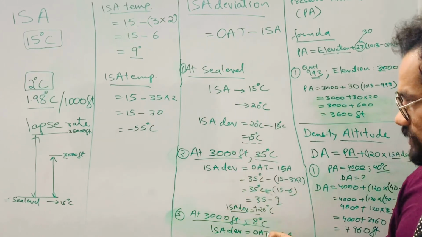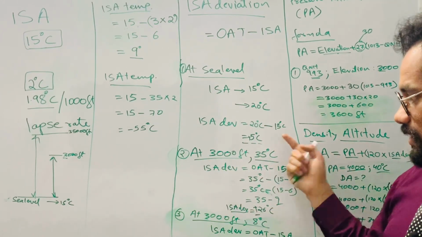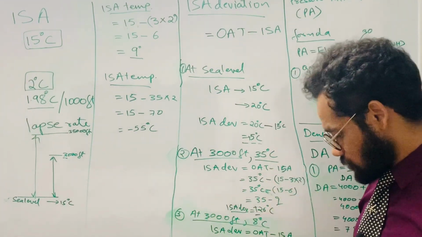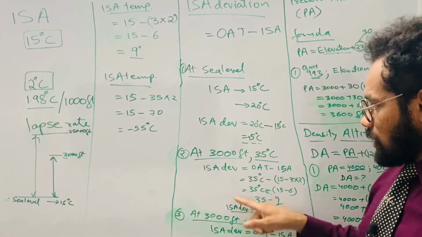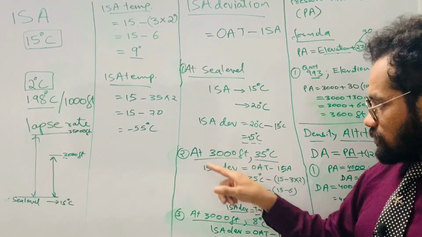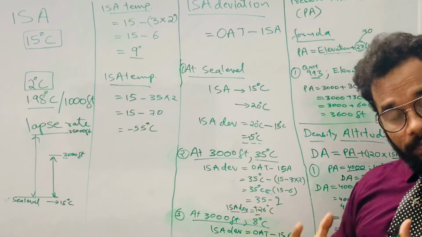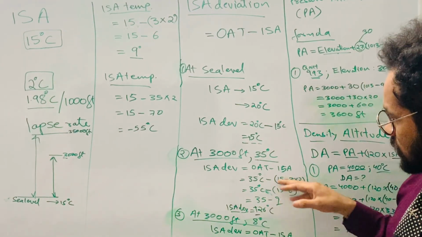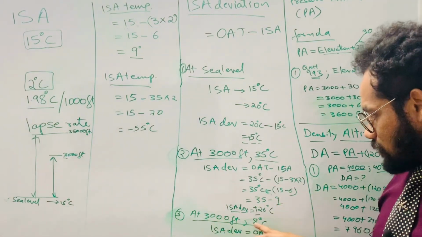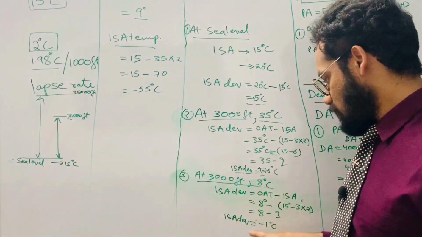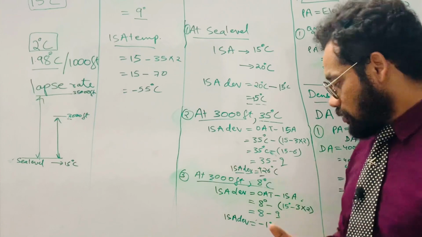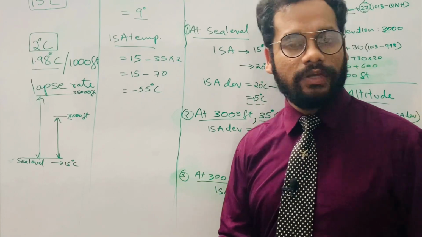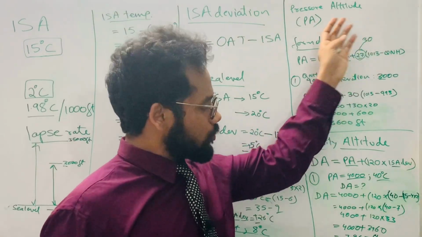Likewise, we have seen some more examples, like at 3000 feet if the temperature is this much, and at 3000 feet if the temperature is this much. Accordingly, the ISA deviations will be based on the actual temperatures. In this case, with a 35 degree actual temperature at 3000 feet, the ISA deviation is plus 26 degrees. Remember, it is plus 26 degrees warmer than the ISA at 3000 feet, which is 9 degrees. And at an actual temperature of 8 degrees, the ISA deviation is -1 degree, cooler than the ISA temperature at this altitude.